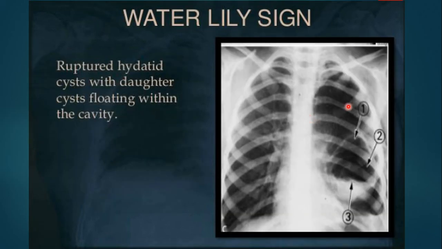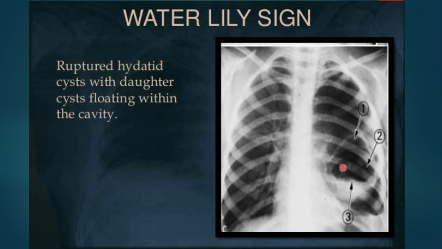Again, another sign, it's a water lily sign. It indicates a ruptured hydatid cyst with daughter cyst floating within the cavity. This is a cyst that is fluid filled. It was fluid filled, so all of it was white. For some reason, it ruptured into the adjacent airway. So the fluid within the cyst emptied into the airways, coughed or swallowed by the patient.